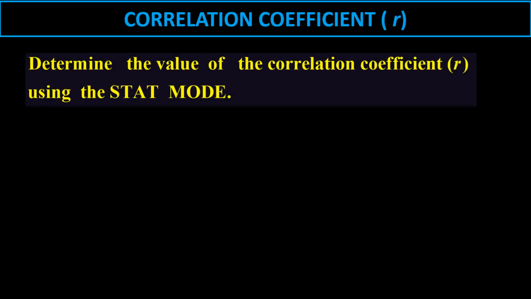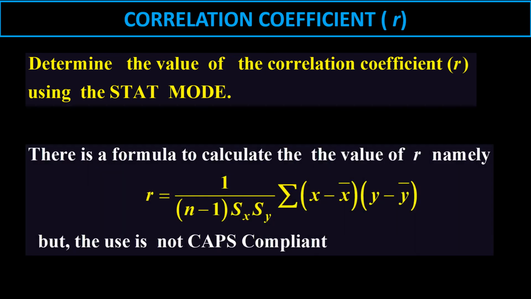So we can calculate the value of the correlation coefficient using stat mode, right? So that is what we're going to do. There is actually a way to calculate it without using the calculator, but then you have to use a very complicated formula. There's the formula, and this particular formula is not CAPS compliant. That is the South African mathematics school syllabus for grade 12, right? Where you can see this is a familiar part of the formula there.